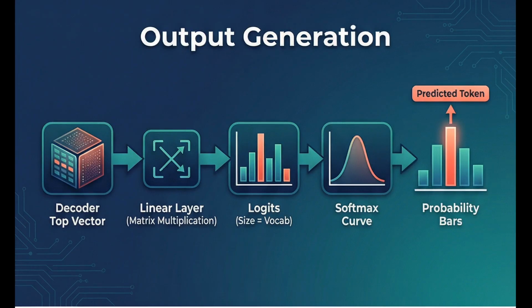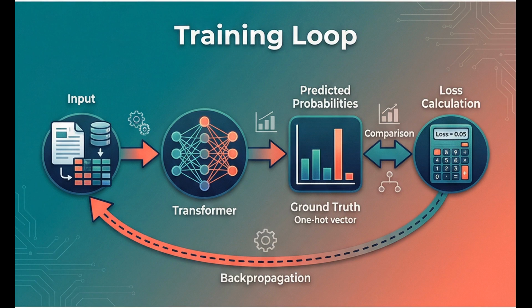The final decoder output passes through a linear layer that projects it to the size of the entire vocabulary. A softmax function then converts these into probabilities. We select the word with the highest probability as our next token. Training uses teacher forcing. We feed the correct previous words into the decoder and ask it to predict the next one. We calculate the cross-entropy loss between the prediction and the actual word, then use backpropagation to update all weights.